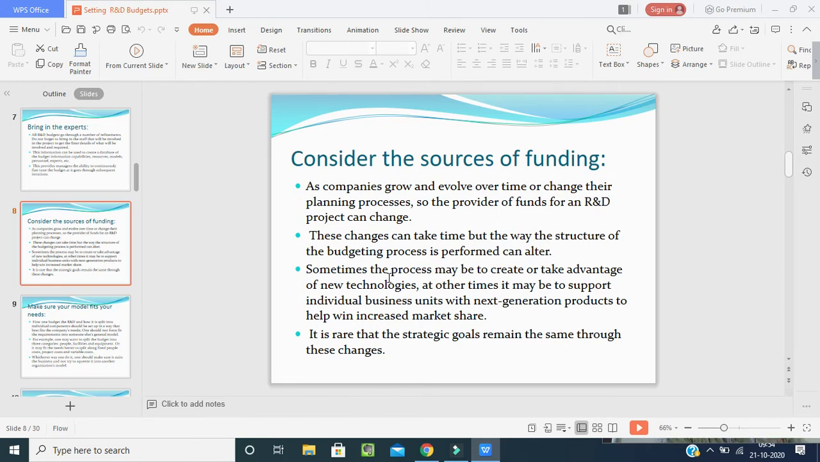That means whatever source of funding we have, we can change it. We can consider it for the time being, and after seeing the future actions, we can change it, or else we can go for an alteration. Alternate processes can take place. It is rare that the strategic goals remain the same through these changes. Whatever changes we are making, rarely will it be the same under some conditions, but many times the strategic goals will change depending on the condition and situation of the market.